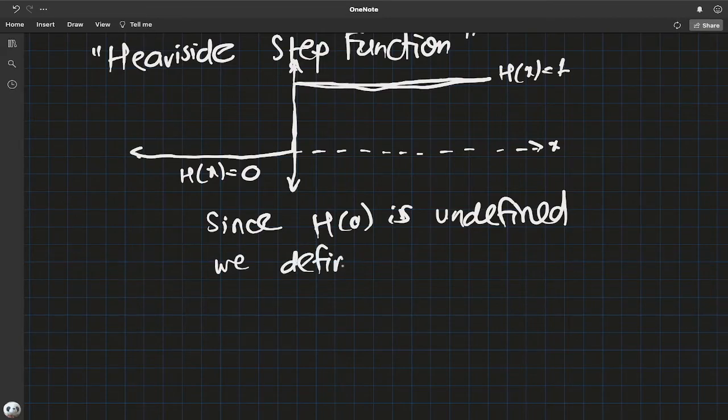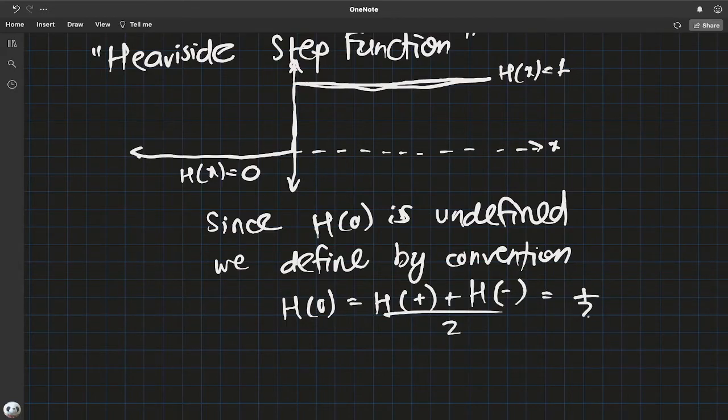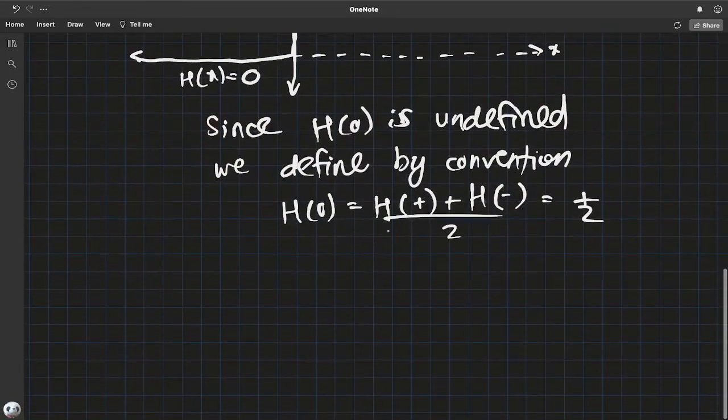We define by convention h of 0 to be h in the positive region plus h in the negative region over 2, the average of those, which turns out to be 1/2. 0 plus 1 over 2 is 1/2.